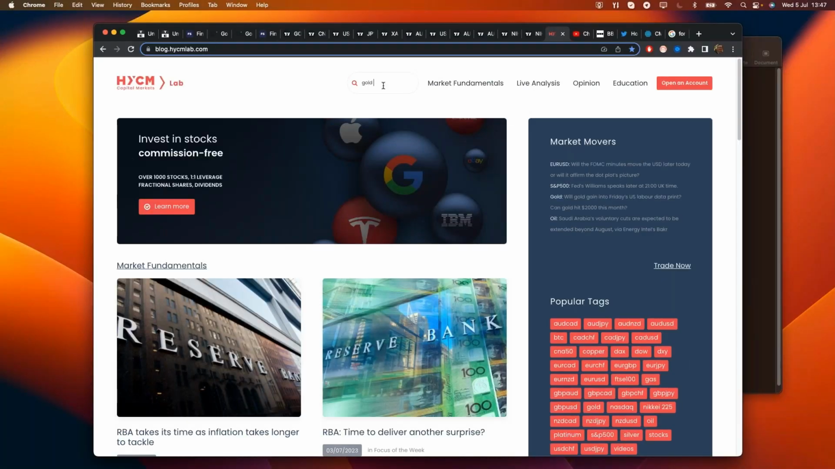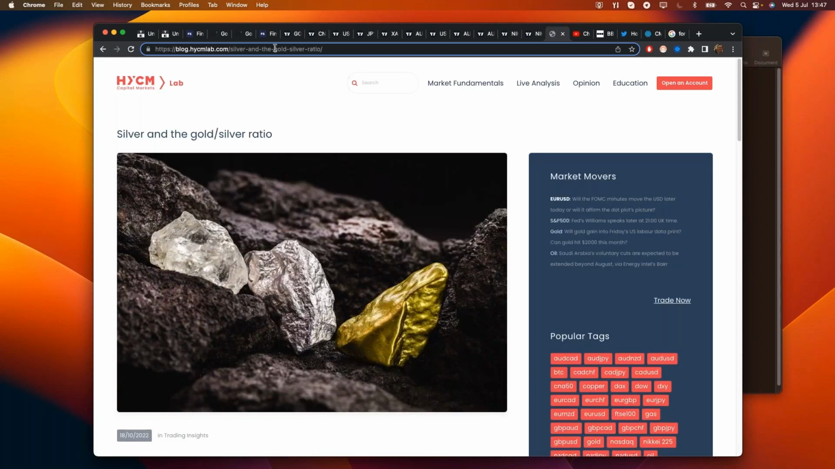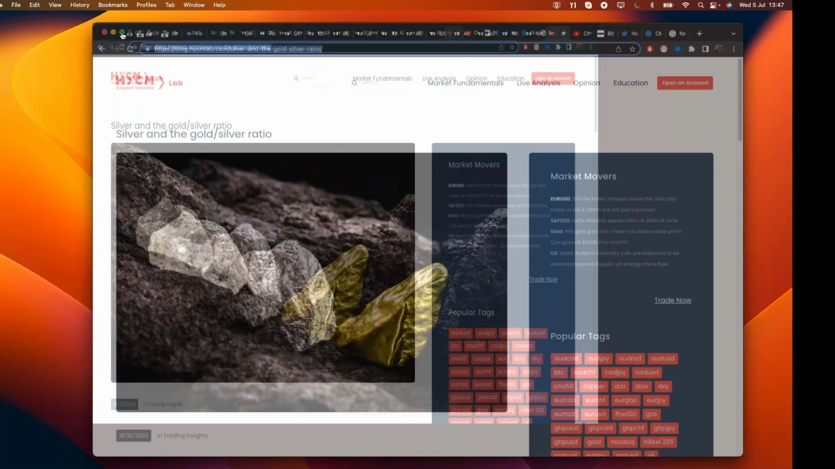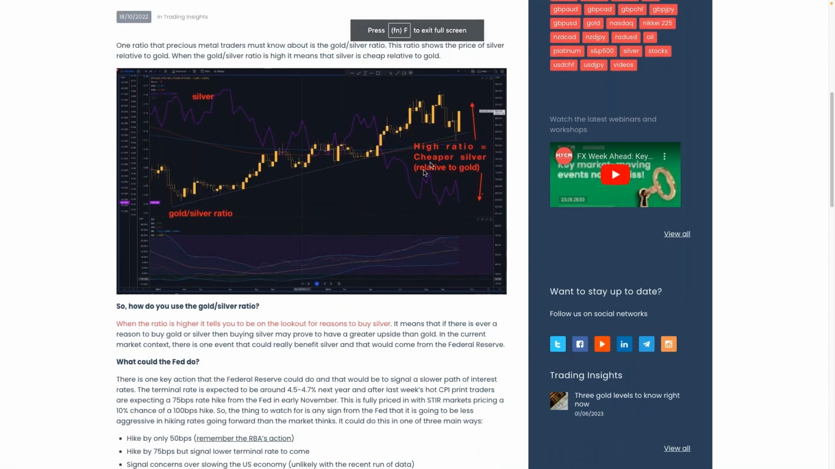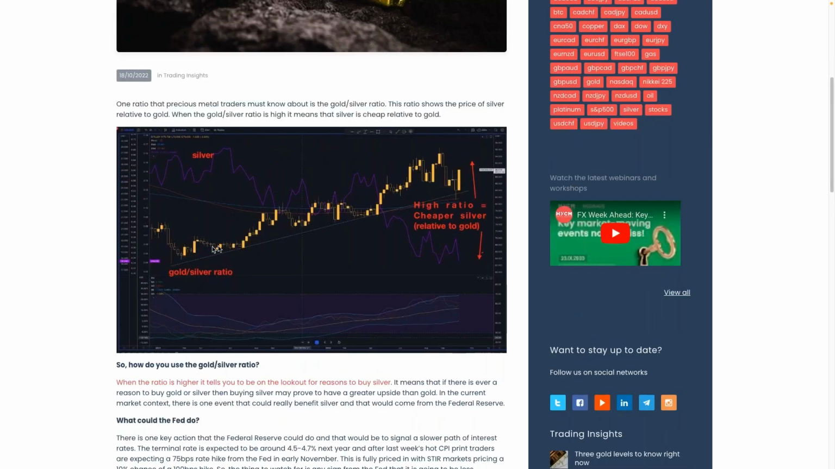If you look at this article, I explain how to use the gold-silver ratio. Basically, when the gold-silver ratio is high, it means that silver is cheaper relative to gold. So when you see the gold-silver ratio rising, it means that silver is cheaper relative to gold. In other words, a high gold-silver ratio can mean that silver offers good value for buyers.